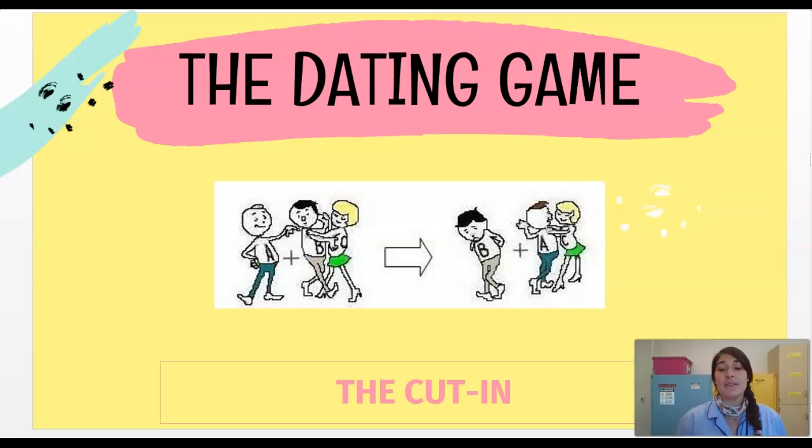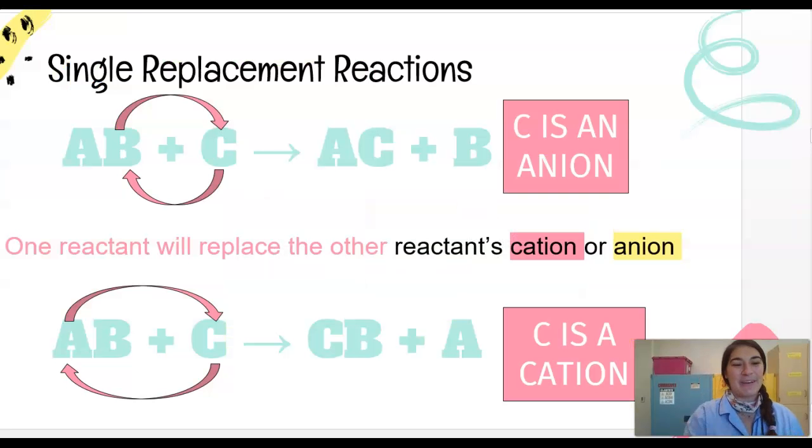So we call this one the do-si-do. Oh, there we go. The cut-in. And so the cut-in, right, you think about it, you've got a couple dancing, and then someone taps in and makes the switch. You could also call it the switch-up, but that is what we are looking at for this ridiculous analogy. So again, wrapping that one up, your single replacement reaction is a compound reacting with a single element.